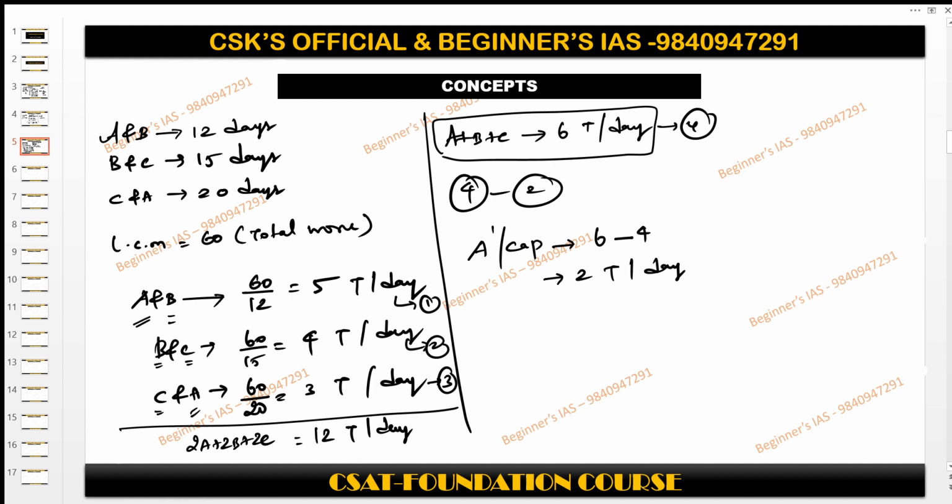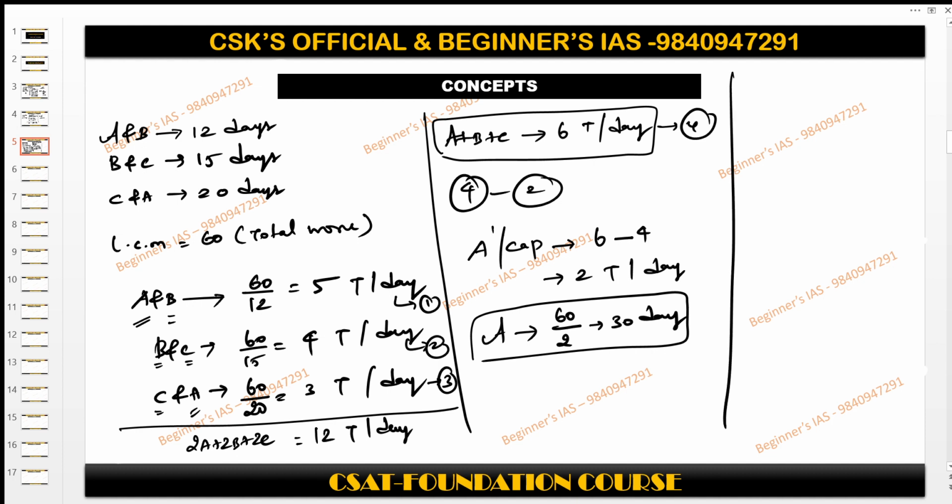If you want to find the number of days taken by A, A takes total work by capacity per day. Therefore 30 days taken by A to complete the piece of work. Like this you can find B and C. To find how long A plus B plus C take, it is simple: total work is 60, divided by 6 for A plus B plus C. So 10 days. Anybody having a doubt with this model? If you have a doubt, you can ask. If no doubt, we will move on with the next model.